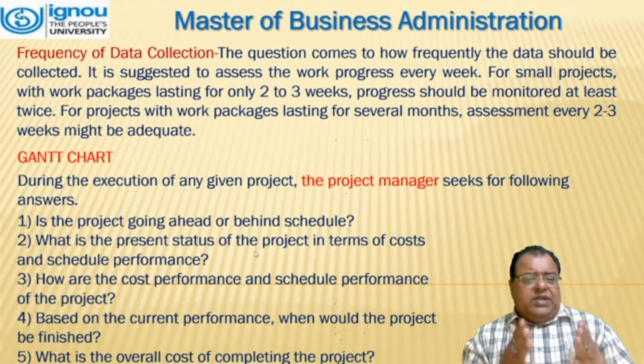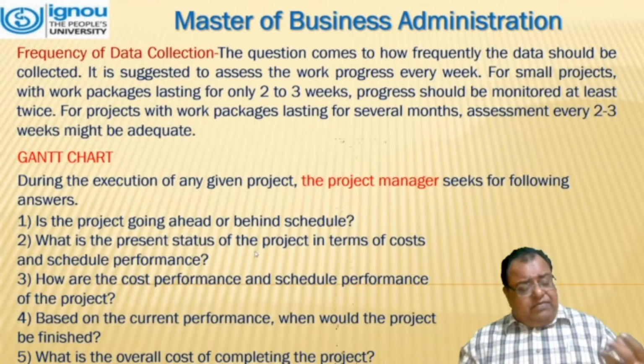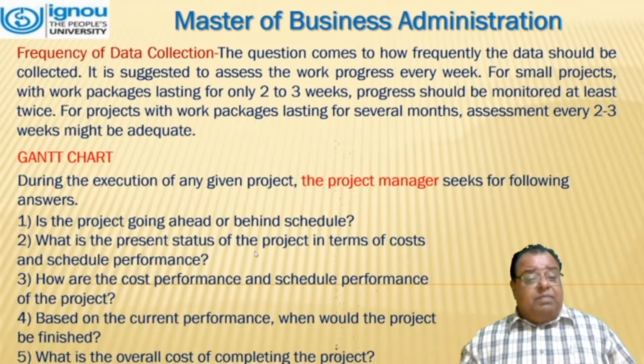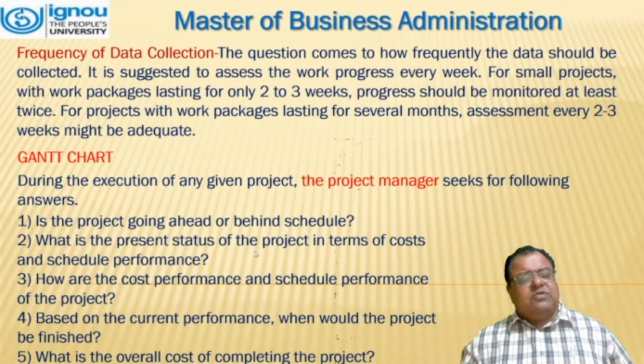Now, what is the frequency of collecting data? The question comes to how frequently the data should be collected. It is suggested to assess the work progress every week. For small projects with work packages lasting only 2 to 3 weeks, progress should be monitored at least twice. For projects with work packages lasting several months, assessment every 2 to 3 weeks might be adequate. That means the frequency of assessment has to be defined by the project manager.